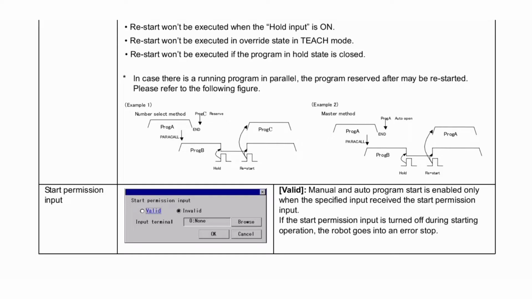Another one is start permission input. Its image is also given here. Valid: manual and auto program start is enabled only when the specified input received the start permission input. If the start permission input is turned off during starting operation, the robot goes into an error stop.